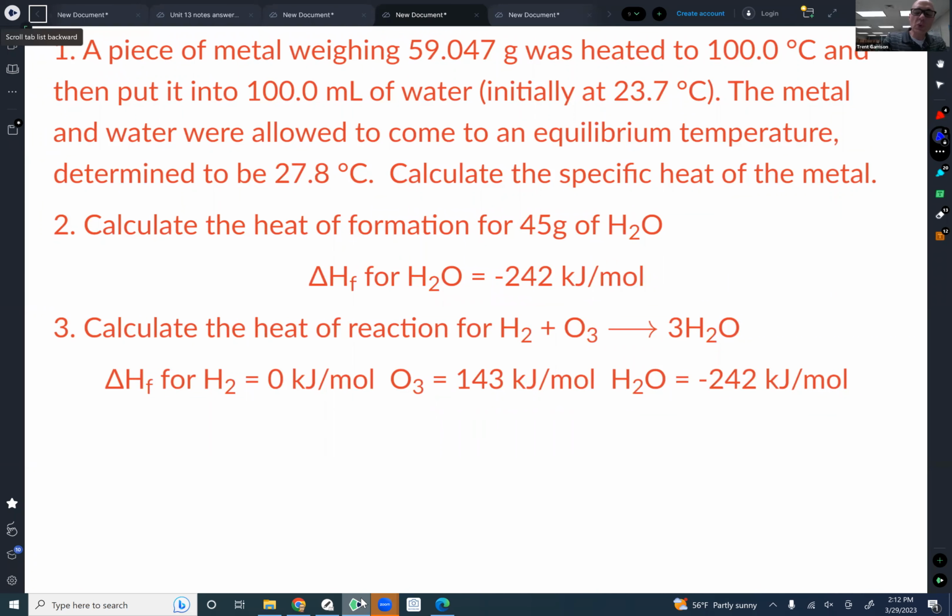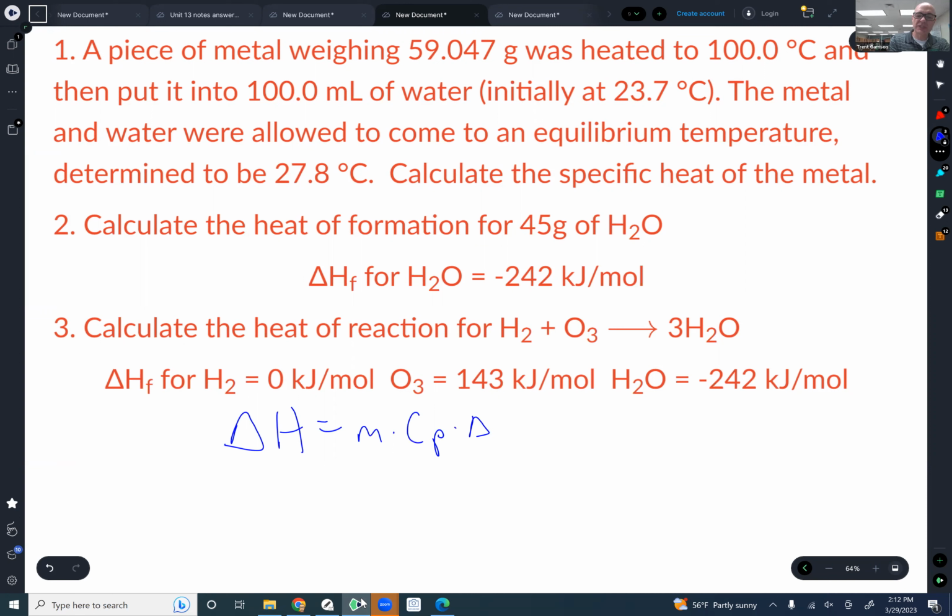We got a little bit more math-centric questions. I think there are 3 questions for you this evening. So here we go. The first one is with our new formula. It's the same formula. We have delta H equals mass times specific heat times change of temperature.